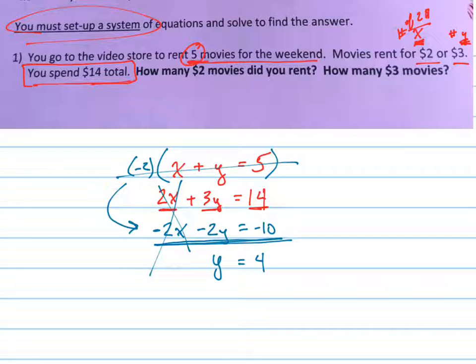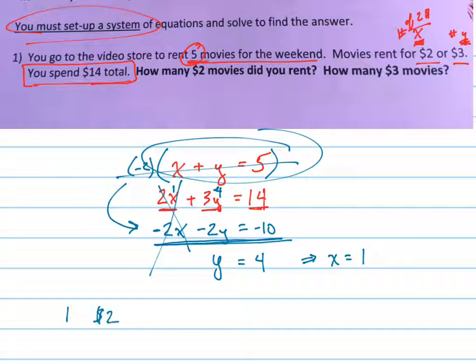Y equals 4. If y equals 4, what does x equal? Plug it into either equation. The first one's the easiest. So x has to equal 1. And let's check to make sure it works. Plug in 4 here, and plug in 1 here. And do we get 14? Yeah, I sure do. So there it is. So we have 1 $2 movie and 4 $3 movies. And there's our answer.